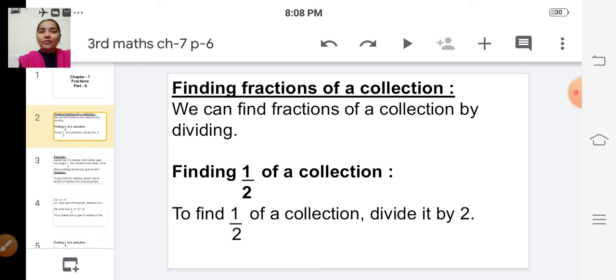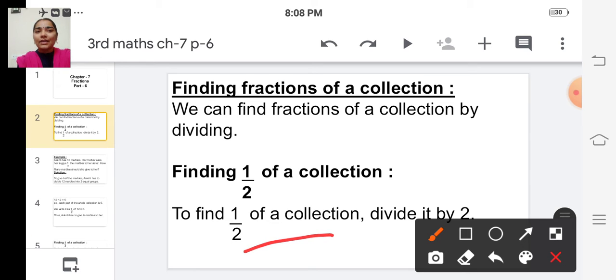To find half of a collection, divide it by 2. To find half of a collection, we have to divide the whole by 2, because the denominator we are having is 2, isn't it? So we have to divide the whole by 2.